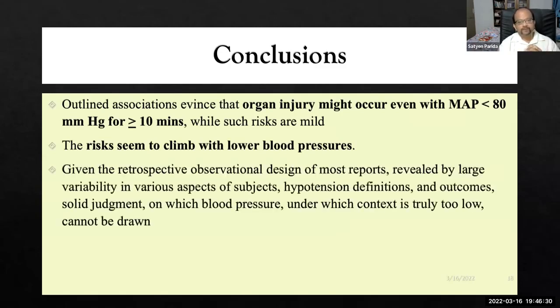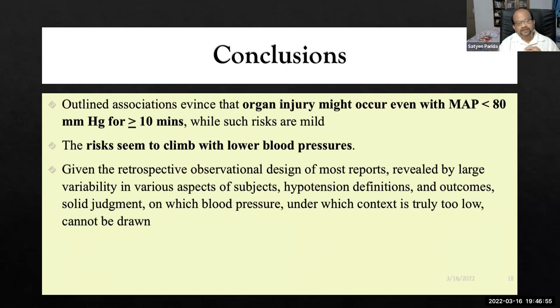Overall, the evidence base is such that there is a lot of heterogeneity with regard to the kind of patients that are chosen for trials, the way hypotension has been defined, and the way postoperative outcomes have been defined as well, because of which it's really extremely difficult to designate one particular blood pressure as a safe blood pressure above which we should maintain all our patients.